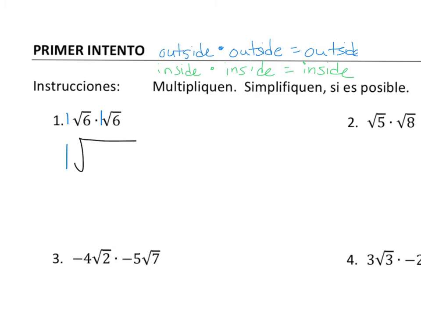Now inside times inside equals inside. 6 times 6 is 36. Now we need to simplify. It's important that we simplify. So square root of 36, 6. And it's not necessary to write the 1 on the outside. 1 times 6 is still 6.